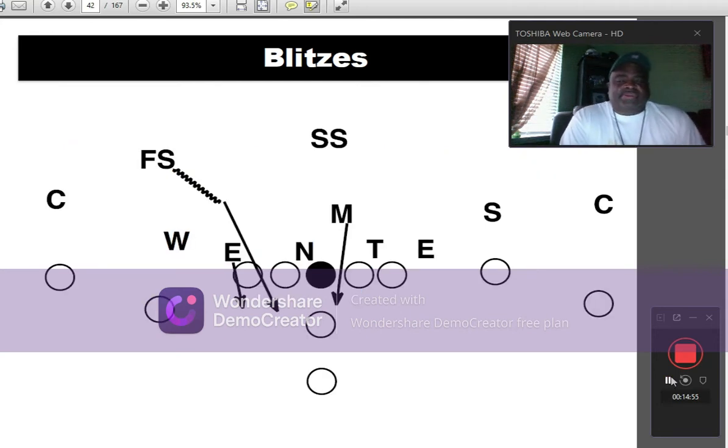Here, I'm just showing you a blitz package. I'm going to blitz my free safety, but at the same time, I'm going to have his blitzing spot covered. I'm going to blitz him and cover up his spot, because where you blitz from is usually a weakness from the offense. If they see you blitzing out of your secondary, they're just going to send one of their receivers right into the place where you vacated and throw the ball to them.